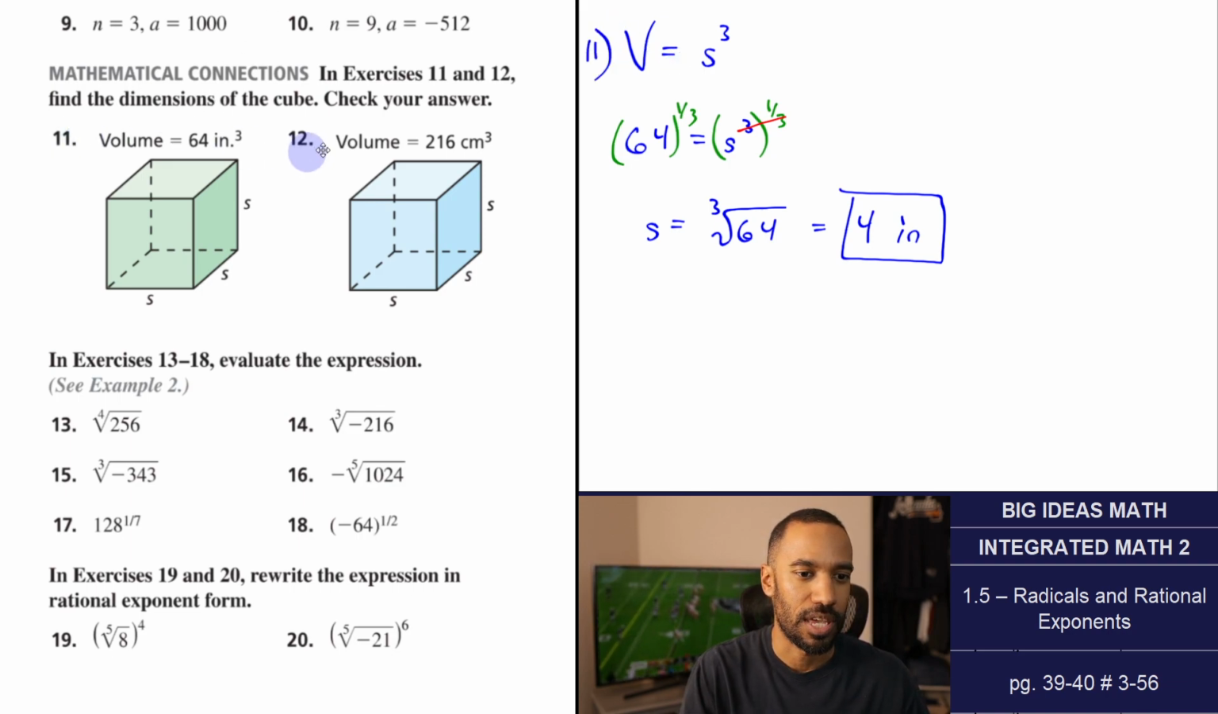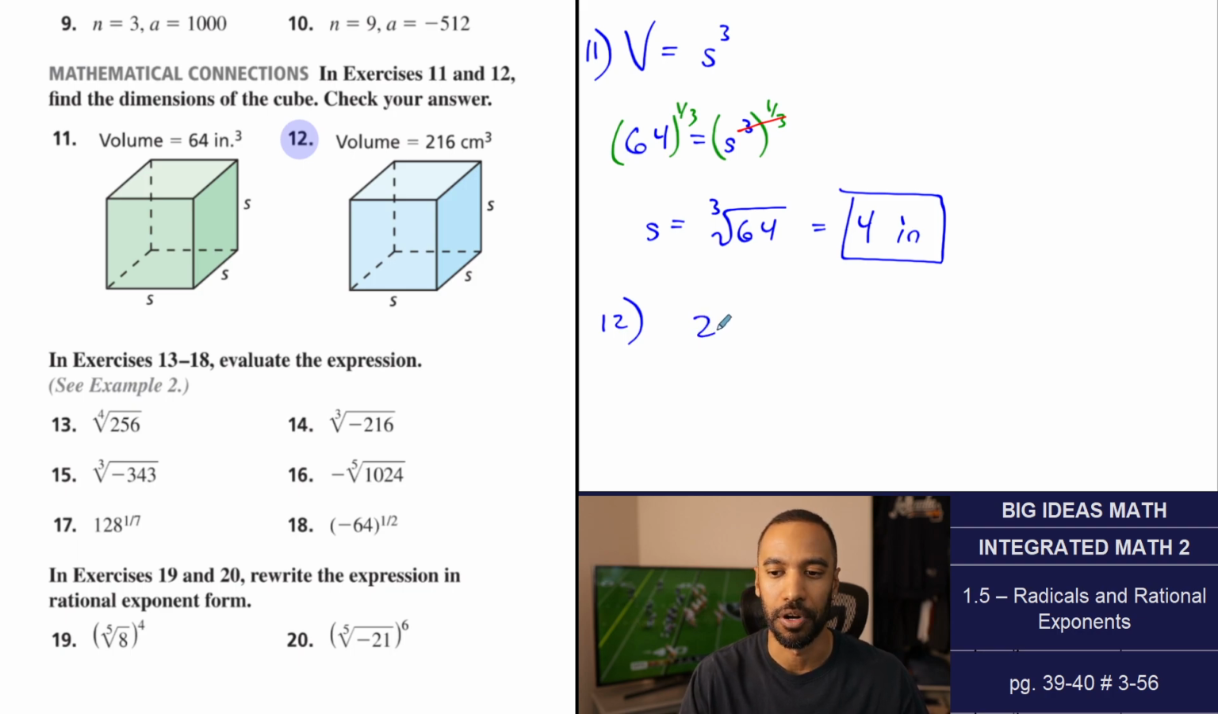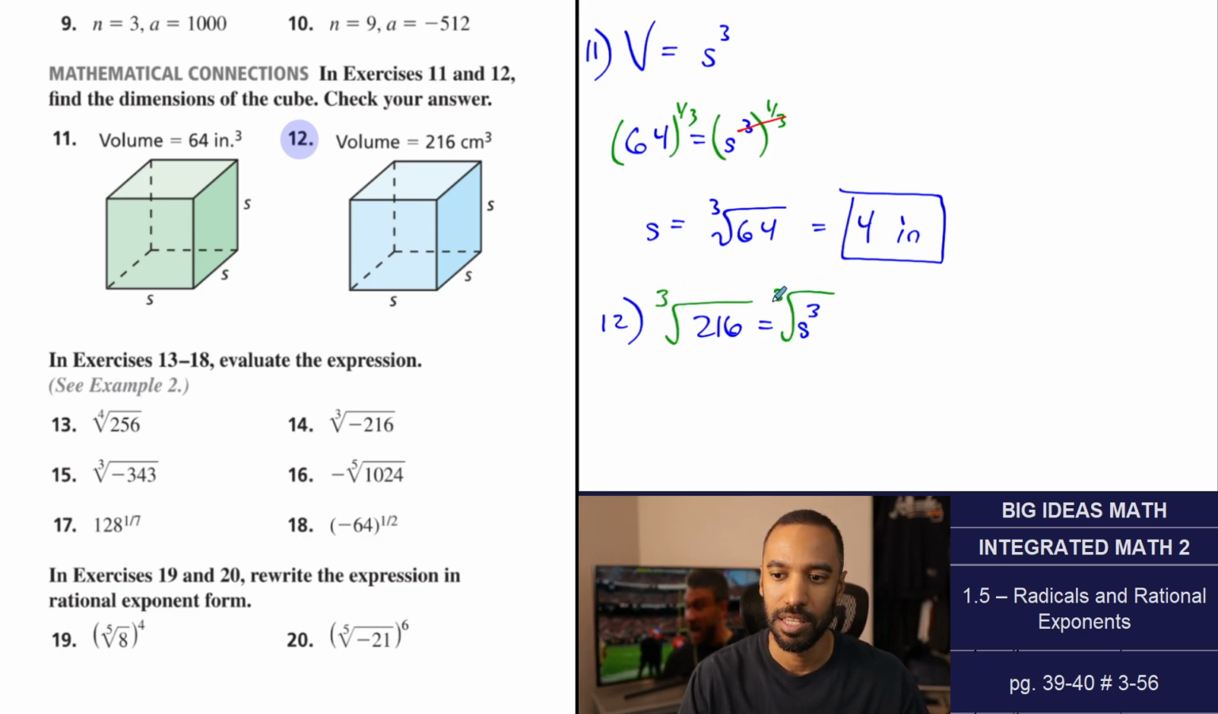Number 12 is pretty much the same, only a different value. And this time I won't say raise to the 1/3, but 216 equals s cubed. And this time let's take the cube root of both sides. The cube root of s cubed is just s, and then you are left with s equals 6 centimeters.